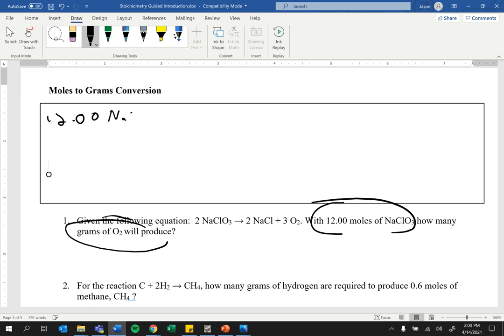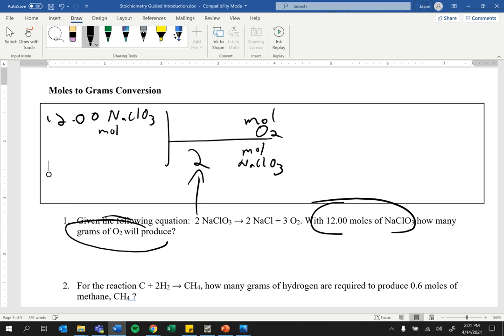And I know, for every 2 moles, now if I have moles of NaClO3, moles of NaClO3 is going to go here. And I want grams of oxygen. Before I do that, I need to figure out moles of oxygen. I'm always going to go from mole to mole first. And I know I plug these numbers in here. For every 2 moles of NaClO3, I've got 3 moles of oxygen.